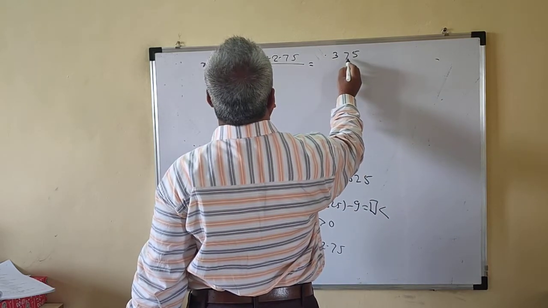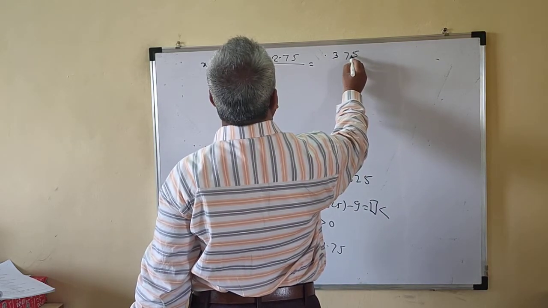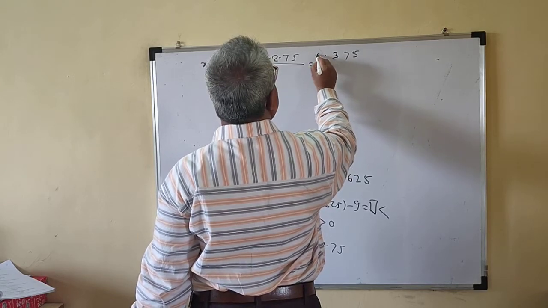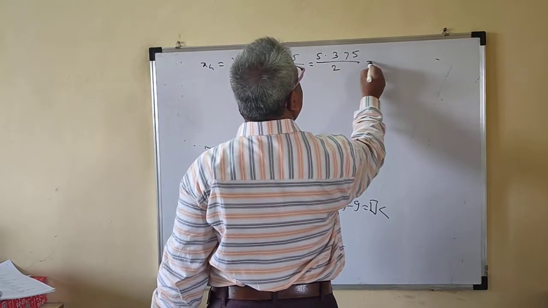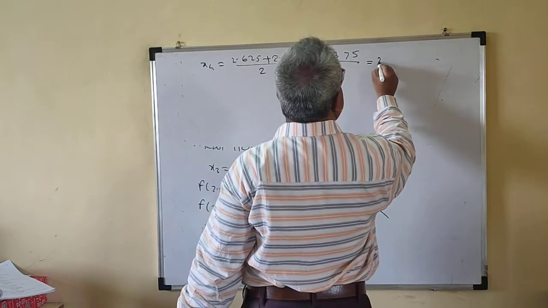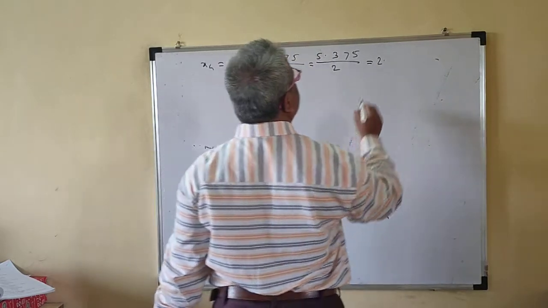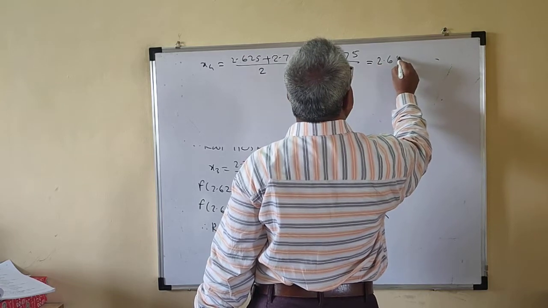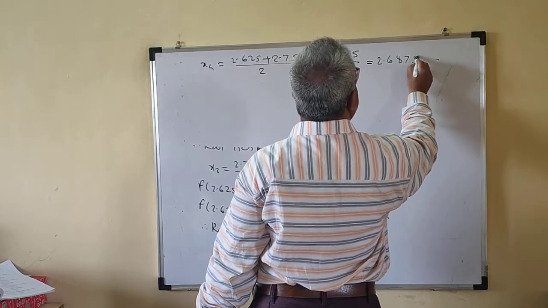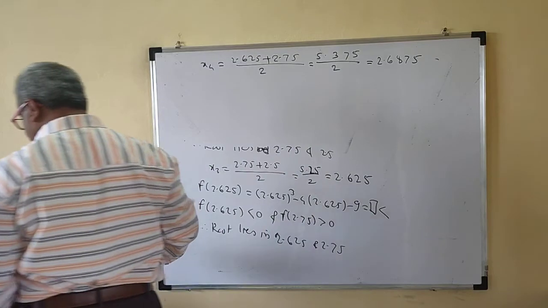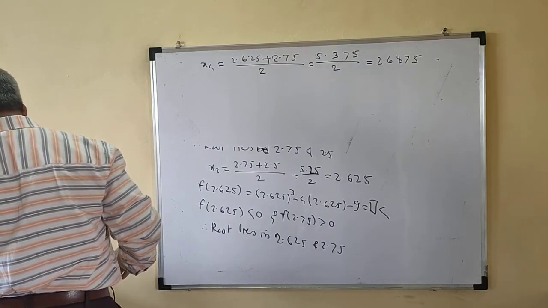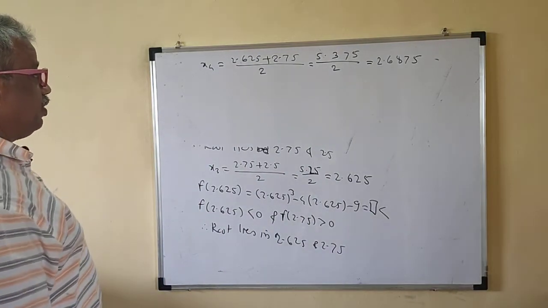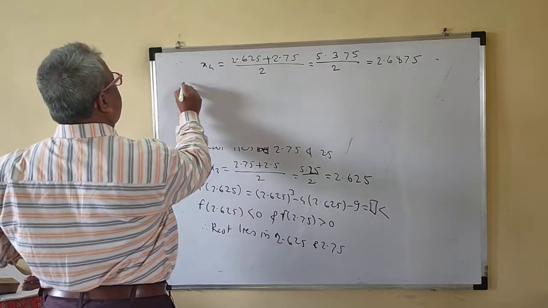5, this is 7, 13, 1, this is 5 upon 2. Okay? So this will be 2 point. Okay? 1 is there, that means 6 is there. Okay? So 8, then 7, 5. So this is 68, 75. Okay? So we'll find this value.